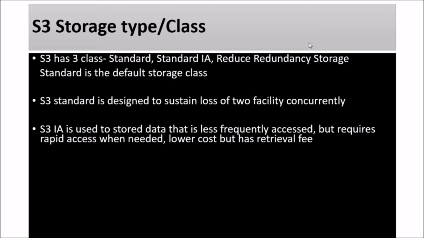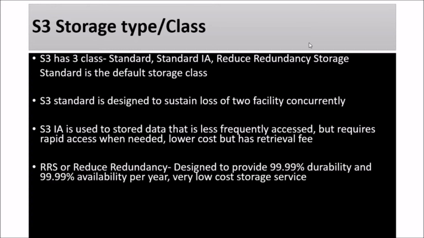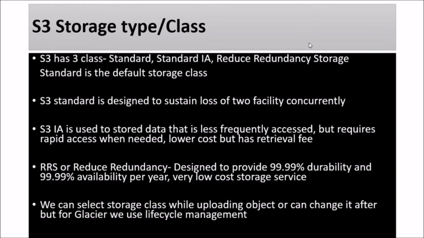S3 IA is used to store data that is less frequently accessed but requires rapid access when needed. It is lower cost but has a retrieval fee. RRS, or reduced redundancy, is designed to provide 99.99% durability and 99.99% availability per year, a very low cost storage, and we can select a storage class while uploading an object or change it after.